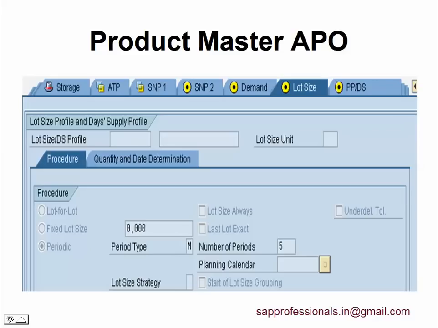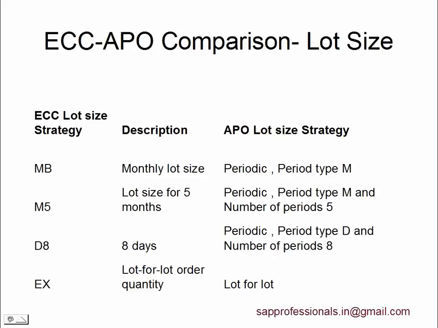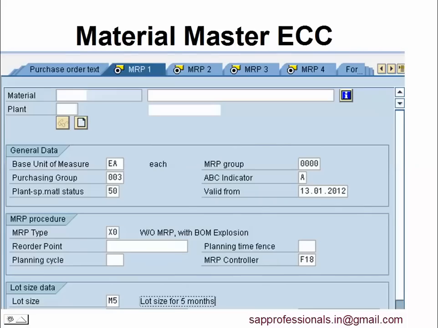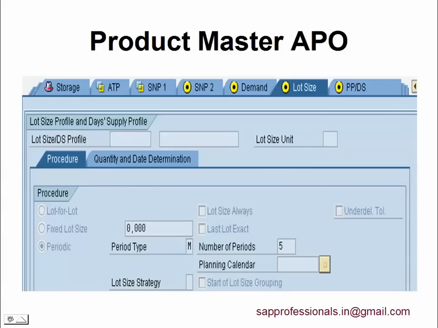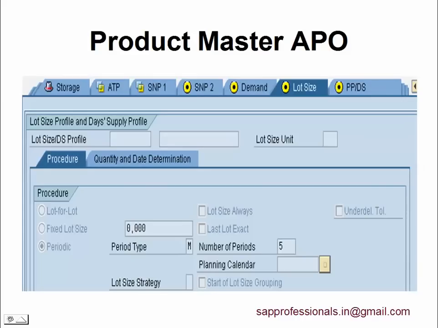But if we choose M5, meaning lot size for 5 months, it means there will be checkbox on for periodic, and period type should be M, and number of periods should be 5. So it will be like this format. Checkbox for periodic will be on, period type will be M, and number of periods will be 5. And if we choose the last strategy, let's say EX, it means lot for lot, and in this case there will be nothing mentioned in the period type or number of periods. There will be lot for lot, checkbox will only be on.